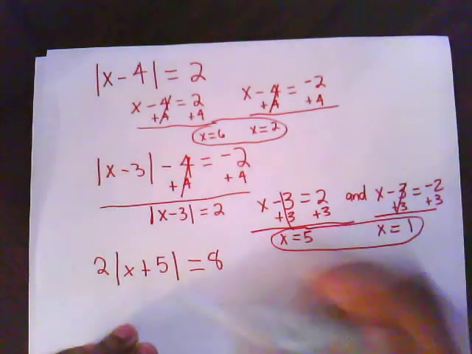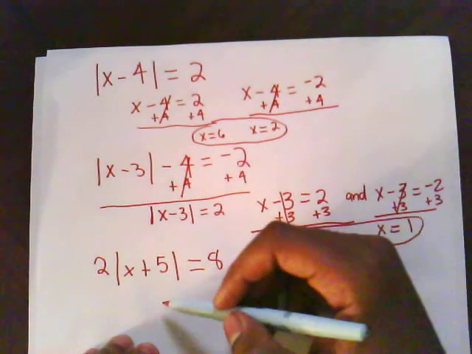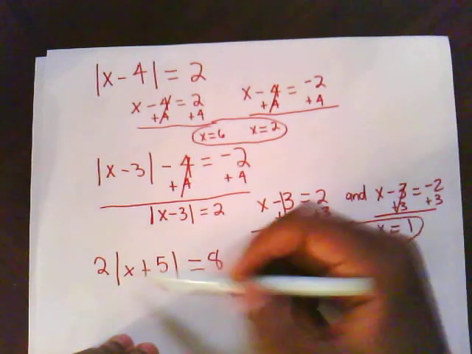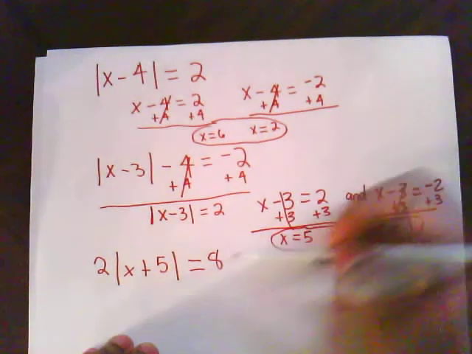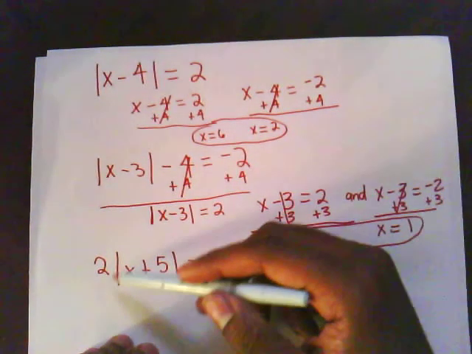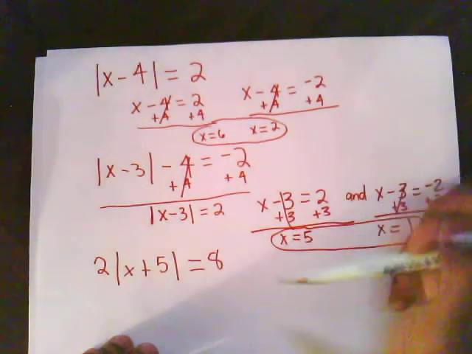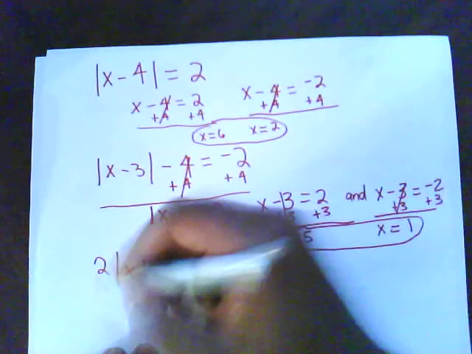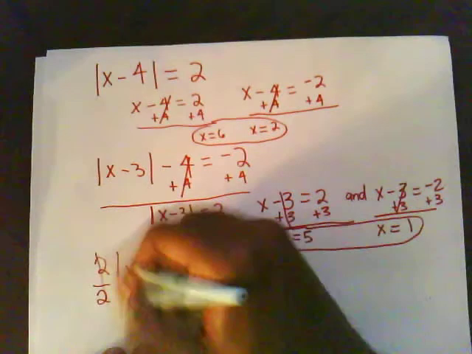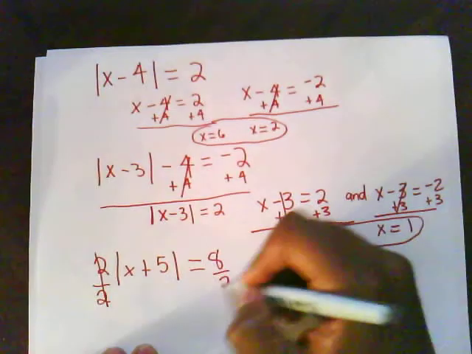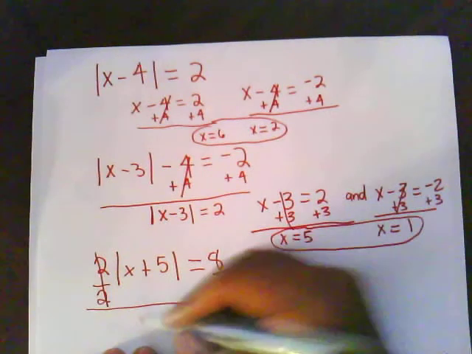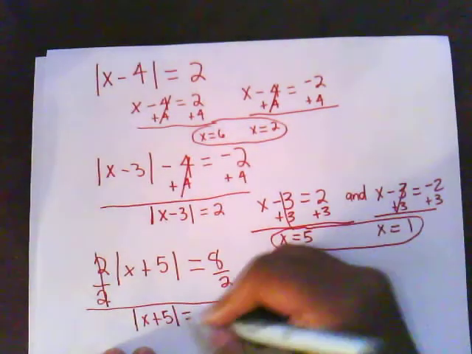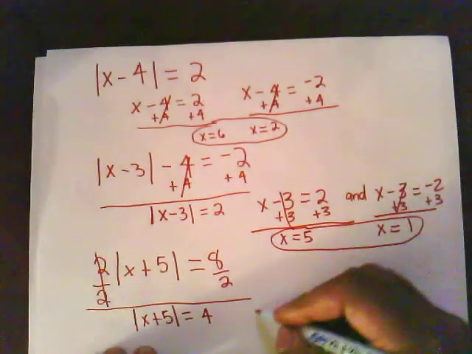Now let's look at this example. Once again, is there anything that we can move to isolate the absolute value symbols, or what's inside the absolute value symbols, by itself? Yes, there's a 2 here. This reads 2 times the absolute value of x plus 5 equals 8. So what's the inverse of multiplying? Divide. So we're going to divide this 2 on both sides. And what do we have left? The absolute value of x plus 5 equals 4. Now, it's just like the other two problems.